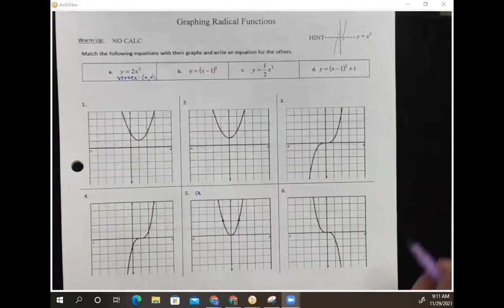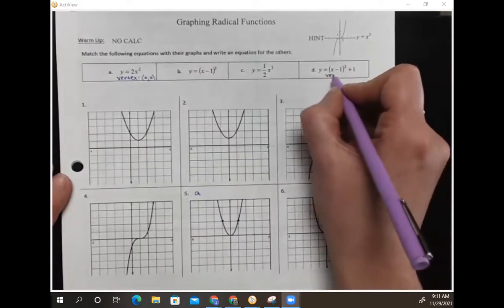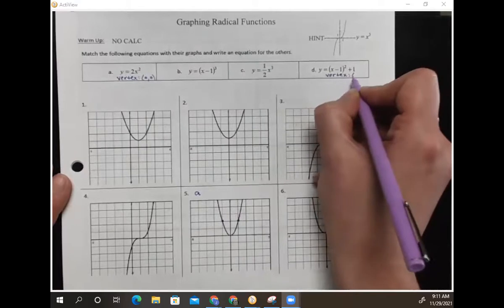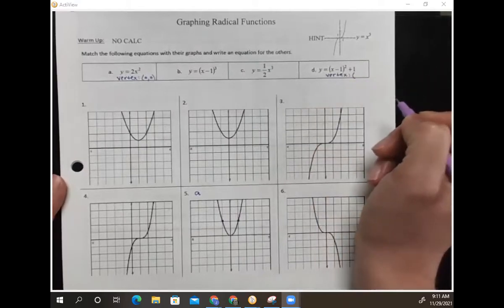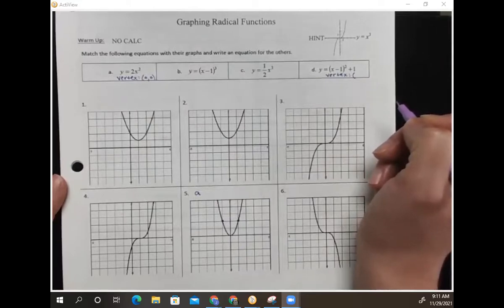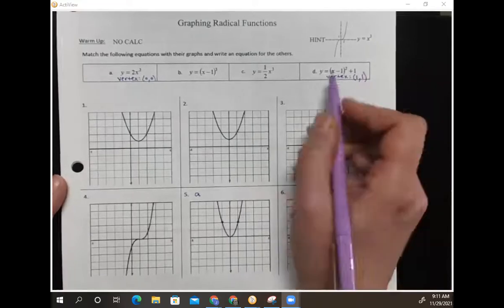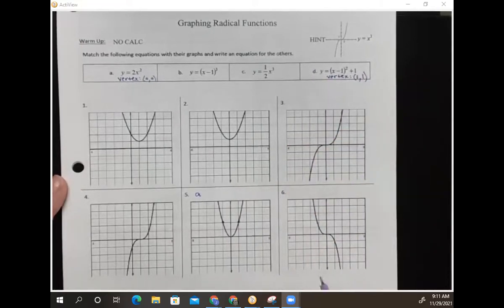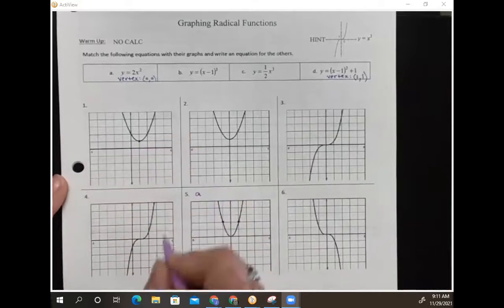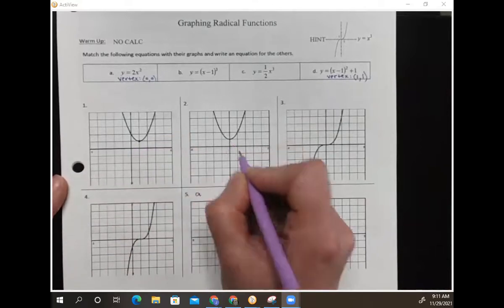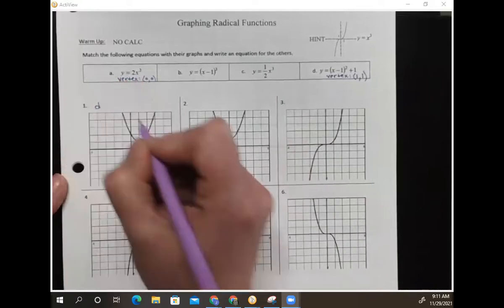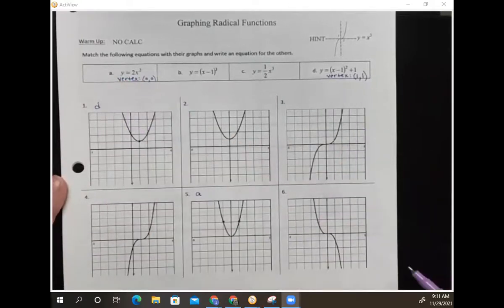Our other x squared graph would be D. Where's our vertex for D? 1, 1. So that would be here. Here's our other parabola, and that's not the right vertex. So this would have to be D. And then those are our only x squared functions.